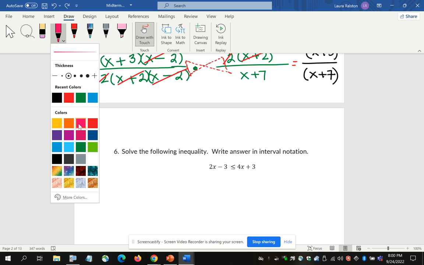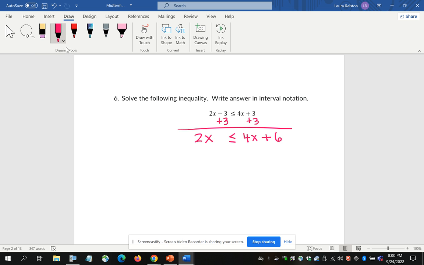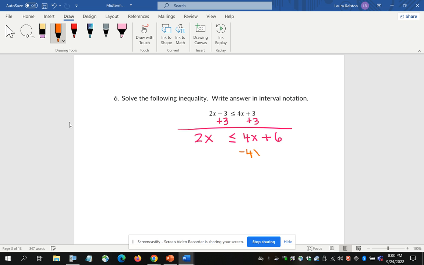So the first thing I'm going to do is add 3 to either side to isolate the x on the left. So I have 2x less than or equal to 4x plus 6. I'm then going to subtract the 4x that's on the right to get it with everything on the left. 2 minus 4x is minus 2x less than or equal to 6.